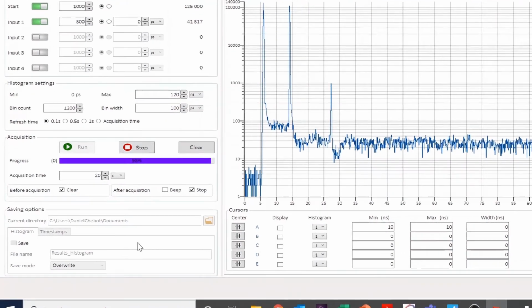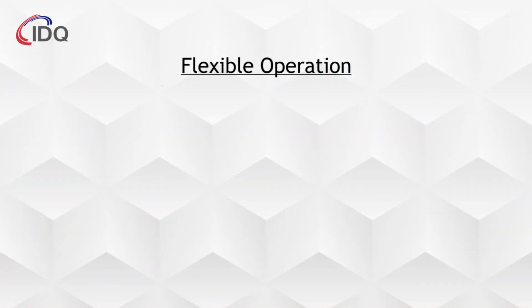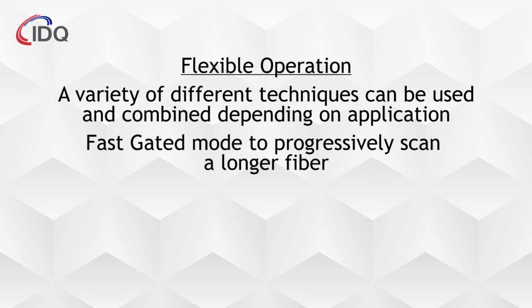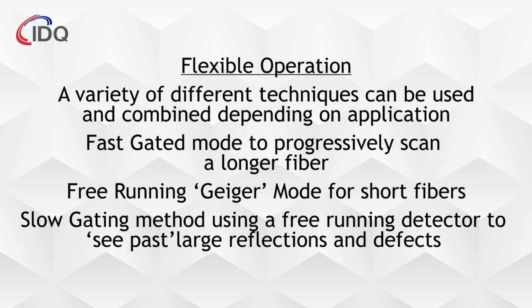When it comes time to save data for later use, the ID900 software provides a convenient way to download both histogram and timestamp information. With the ID900, it is possible to perform single photon OTDR measurement using two different techniques depending on how the detector is driven, using rapid gating or free-running modes. The ID900 can be used to control the gate width and position in time with respect to the laser pulses. Even in free-running mode, a method called slow gating can be employed to scan or isolate a specific section of fiber.